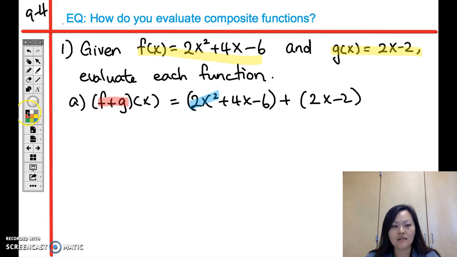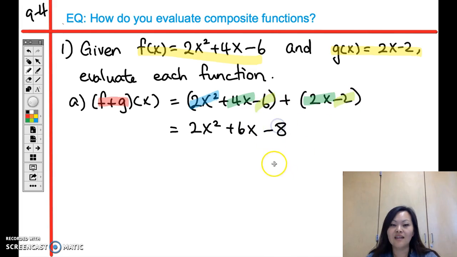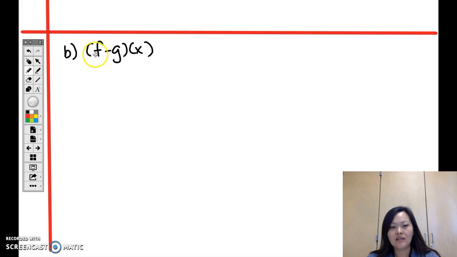The x squared is by itself. Then we have plus 4x plus 2x. If this is a minus, we have to distribute, but we don't have to, so don't worry about the parentheses. And then finally, we have negative 6 and negative 2. So let's combine them. I have 2x squared here, and then 4x plus 2x is 6x. And then negative 6 minus 2 is negative 8. And guess what? That's it. And you don't have to factor it or anything like that. That was super easy.